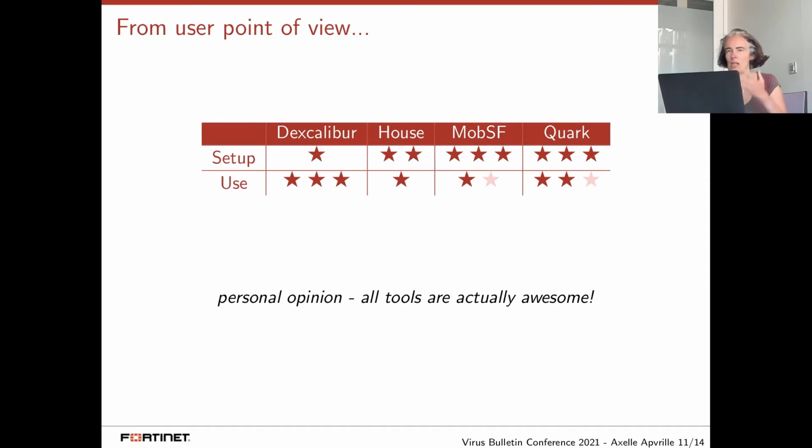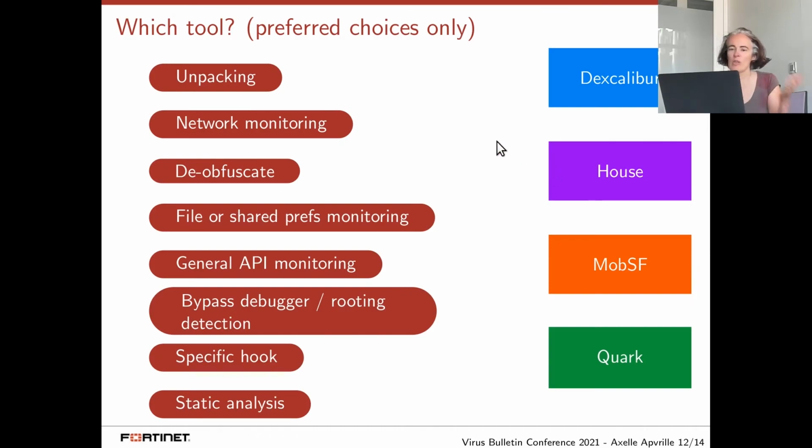But then once it is installed, Dexcalibur is really cool. I think it's my preferred tool because I understand intuitively exactly what I am doing. Oh, okay, I'm enabling this hook. I want it on, I want it off. I can modify a little bit the hook if I want to, and I really like that. But all tools are really good.